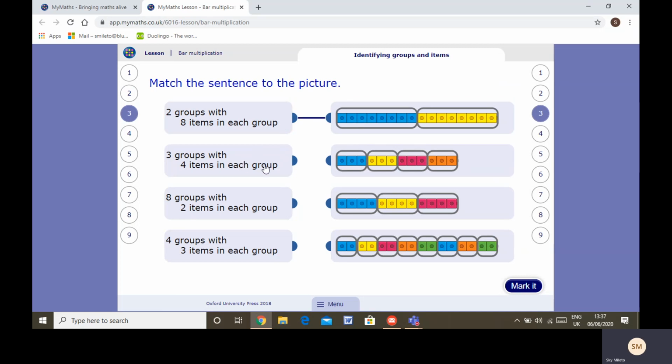3 groups with 4 items in each. I can see this one has 3 groups, and I can count that there are 4 blocks in each. That must be that one. 8 groups with 2 items in each group. I can see that this one only has 2 blocks, different colours in each one, and there are lots of groups. So that must be that one. And finally, that must be that one. I hope you got it right as well.